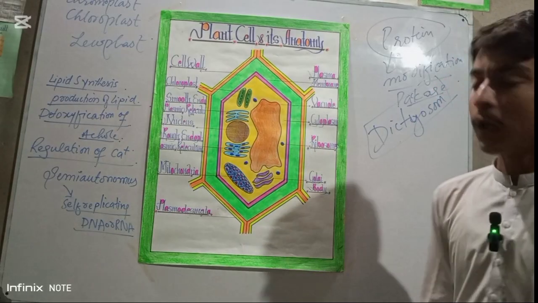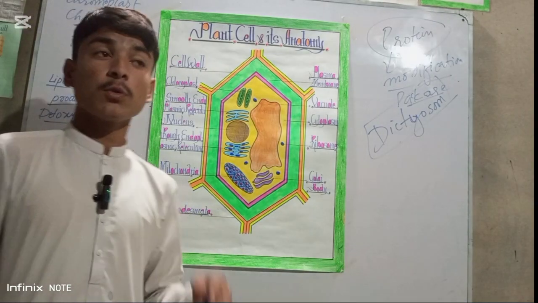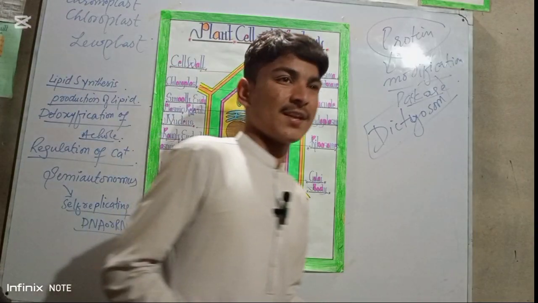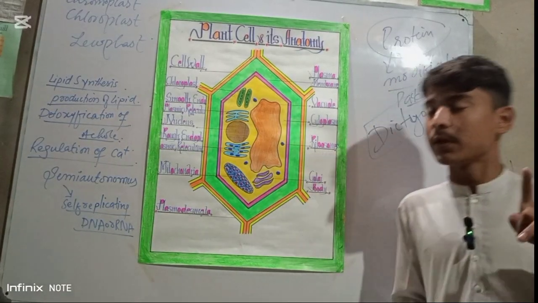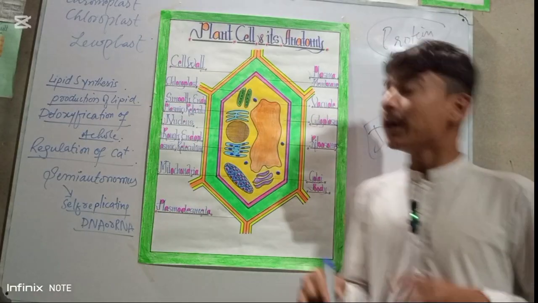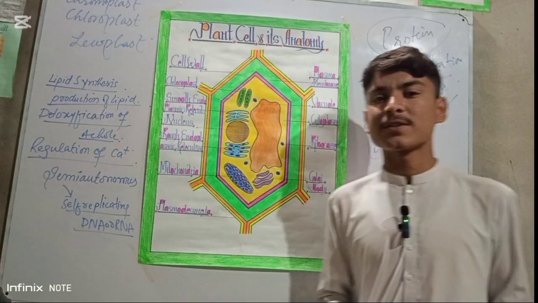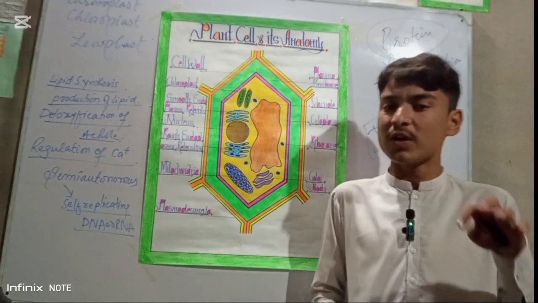And the vacuole. As we know, plant cells have vacuoles, and animal cells also have vacuoles. Animal cell vacuoles are small and temporary, while a plant cell has just one vacuole, but it is large. These are empty spaces that store things like minerals, water, and food. That's why it is known as the storage house of a cell.